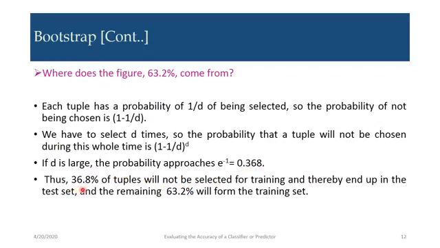That is why 36.8% of the tuples will not be selected for training, and thereby end up in the test set. So those which are not selected for training, we can say are reserved for testing. And if you take the whole data set as 1, the remaining 63.2% will be reserved as the training set.